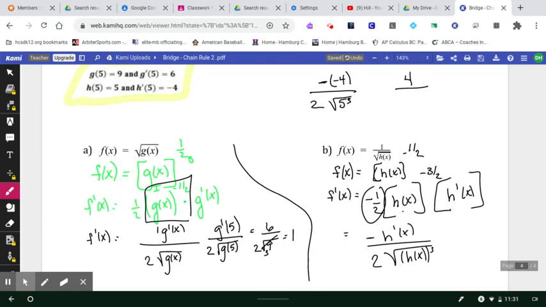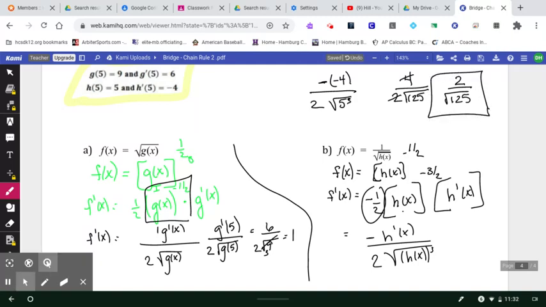h of 5. So I don't know the square root of 5 cubed is 125. The square root of 125. This 4 and 2 reduce, so I have 2 over the square root of 125. And I think that does it. So like I said, we'll get a little more practice, and we look forward to any questions.